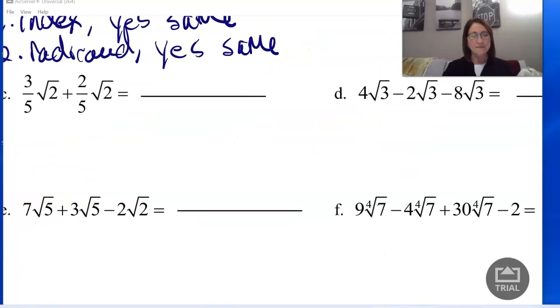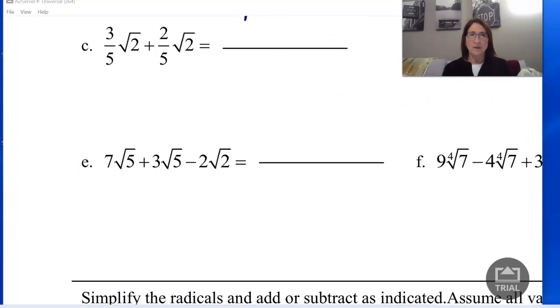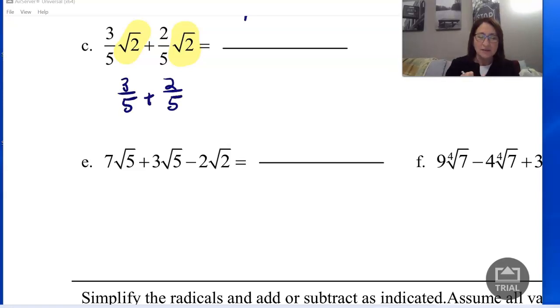So for C, okay, I look at my radical, square root of 2. My index is 2, my radicand is 2. I look at my second radical, exactly the same. So that means I just add my coefficients, 3/5 plus 2/5. Well, that's going to give me 5/5, which is 1.